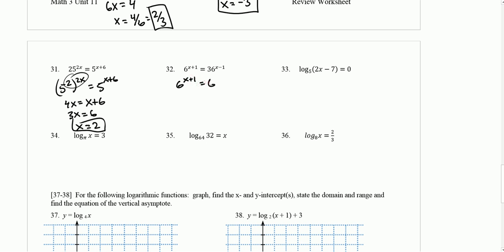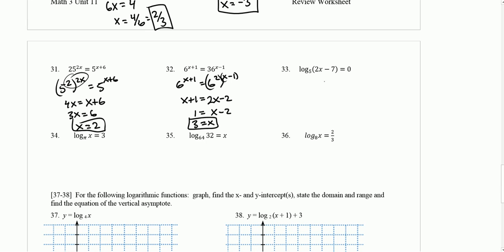36 is 6 squared. And so x plus 1 is equal to, multiply the 2 times x minus 1. I'm going to subtract x from both sides and add 2. So x is 3.